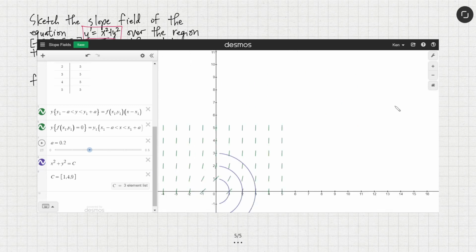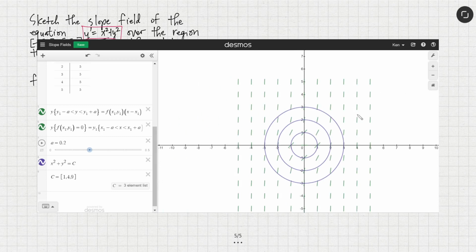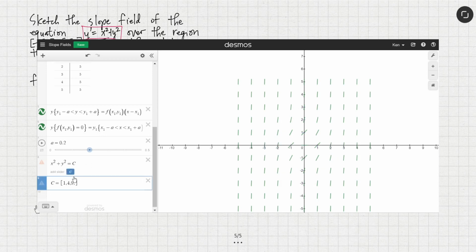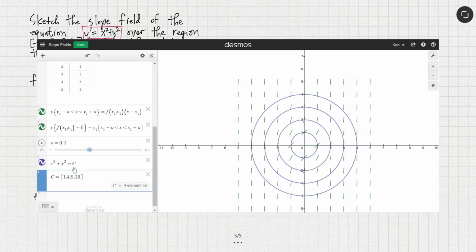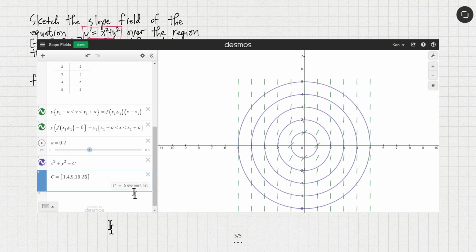So itong innermost circle natin, this is the isocline x squared plus y squared is equal to 1. So ito yon. So as you can see, yung slopes ng mga tangent lines dito ay equal to 1. Ito namang pangalawang circle, this is the isocline with equation x squared plus y squared equals 4. And yung mga tangent lines will have slope 4. Ayan, and so on. So, palakihin natin. Let's add another circle, radius 4 rather, radius 5. And so on.